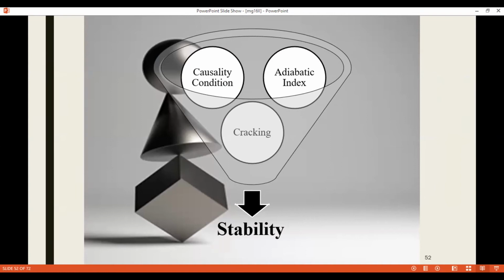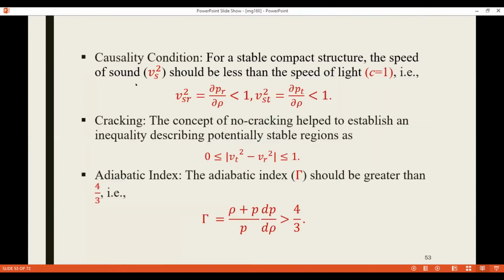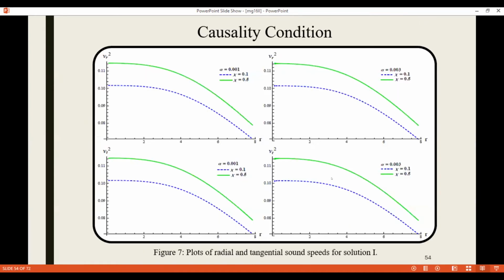We can also check the stability through three ways: causality condition, adiabatic index, and cracking. According to the causality condition, the speed of sound must be less than 1. And according to the cracking, the difference of the tangential and radial pressure lies between 0 and 1. And according to the adiabatic index, it must be greater than 4/3. This is the formula. And we can check from the graphs that our solution satisfies all these conditions. Our solution is in fact stable.